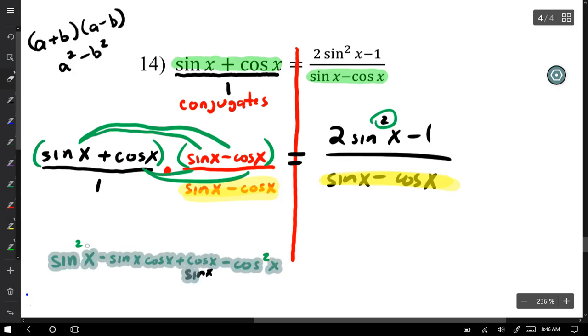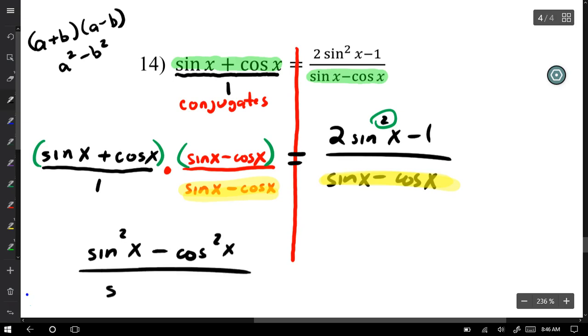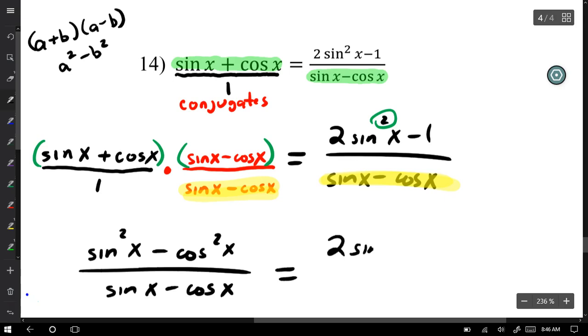So when I'm doing conjugates, I like to say it's the first term squared minus the second term squared. So I get sine squared of x minus cosine squared of x over sine of x minus cosine of x. Let me get rid of this since I know which side I'm keeping and which side I'm changing. So the right side stays the same. Again, I'm not going to in any way change the denominator on the other side because it's perfect.